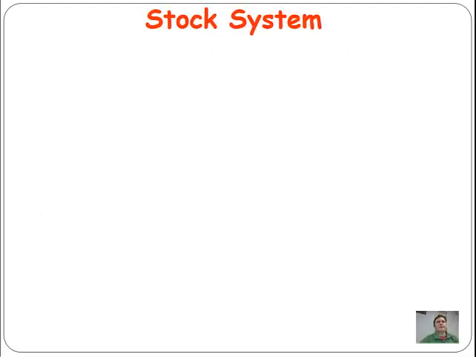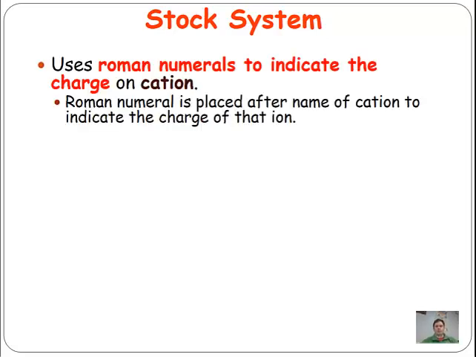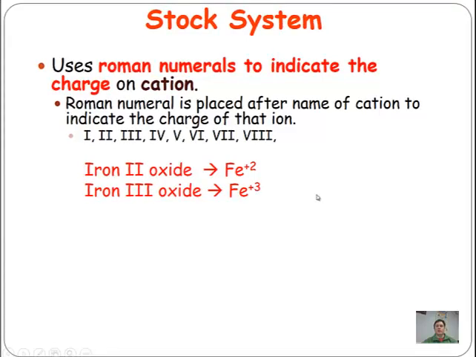All right. So in the stock system, we're going to use Roman numerals to indicate the charge of that particular atom. Okay. So we're going to put the name of the atom, or the ion, excuse me, and then write a Roman numeral to give its charge. For example, we're going to say I, II, III, IV, V, VI, VII, VIII, IX. Okay, so you do need to know your Roman numerals to be able to do this. So let's look at a couple examples here. If we have iron(II) oxide, the II is going to refer back to the iron, which means that we have a +2 charge. Iron(III) oxide, the III refers back to the iron once again. Okay. And it's a +3 charge.